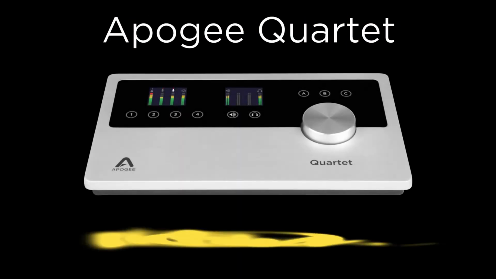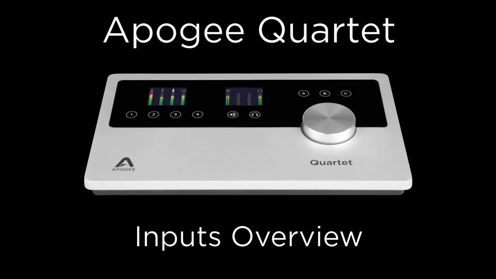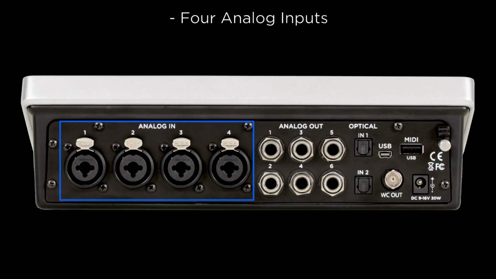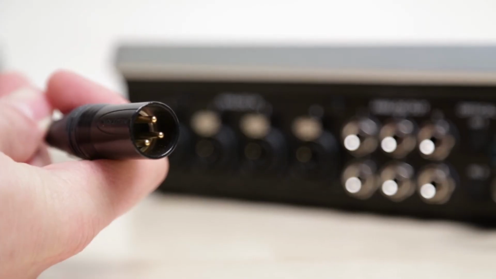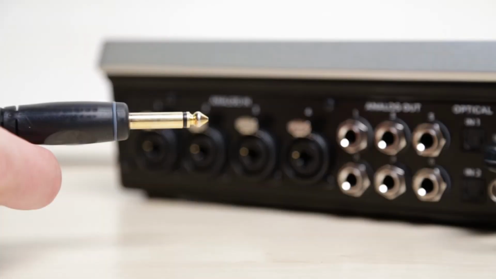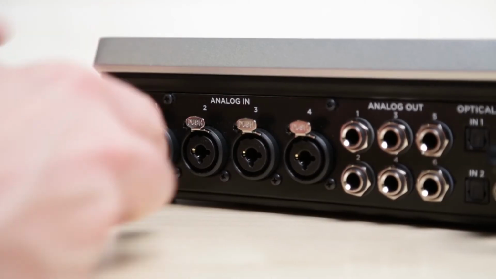In this tutorial, we will cover the Quartet inputs and how they can be controlled on both the front panel and in Maestro. Quartet has four analog inputs, four 75 dB mic preamps, and eight digital inputs through the light pipe connector. The analog inputs are combi-jacks, which simply means it's a combination of quarter-inch and XLR jack.